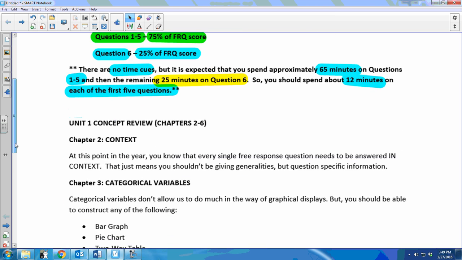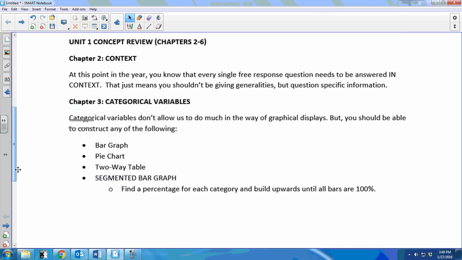That was chapters 2 through 6. Remember, chapter 1 was just our authors trying to be cute. So chapter 2 wasn't much. Chapter 2 was just talking about context. And at this point of the year, especially after doing all the hypothesis tests and all the intervals, you know better that if it's not in context, you're not getting full credit. So make sure that you include the context of the question.